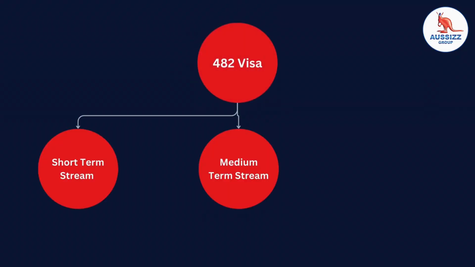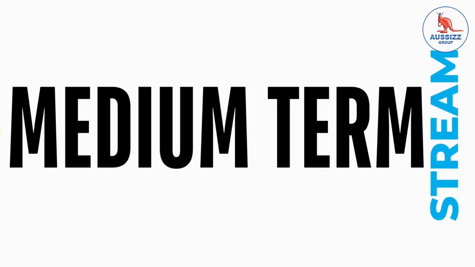The subclass 482 visa allows Australian employers to sponsor skilled workers when they cannot find local talent from the Australian labour market. The 482 visa has a total of 3 streams: short-term stream, medium-term stream and labour agreement. So today we are going to talk about the short-term and medium-term streams.